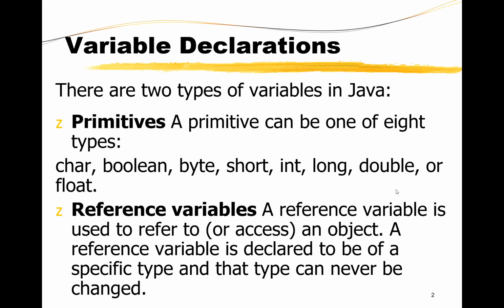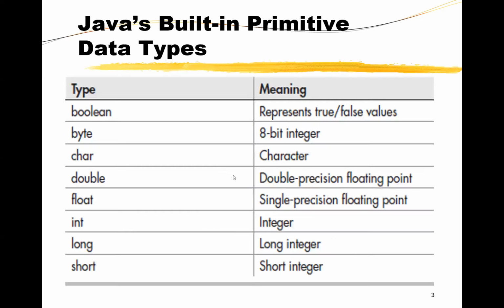There are two data types, primitive and reference, or primitive and non-primitive. Primitive means predefined, reference means user defined or programmer defined, except string. There are 8 primitive types we discussed: char, boolean, byte, short, int, long, double, float. Boolean represents true, false values. Byte represents an 8-bit integer, size is 1 byte. Char, character, double, float, int, long, short we have.